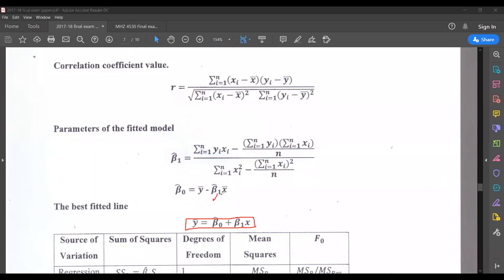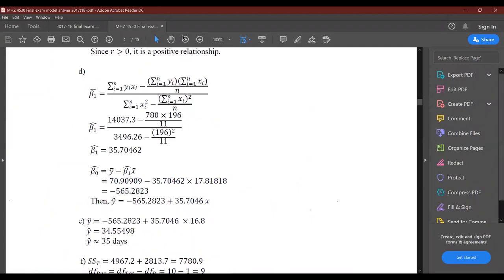If you know beta 1, x bar, which you already found in the previous part, and y bar, which you also found in the previous part, you can substitute and find beta naught. If you know beta naught and beta 1, we can substitute and find the best fit equation, in the y equals mx plus c format. A very simple thing. Our calculator will do the work for us; we just have to give the correct inputs.